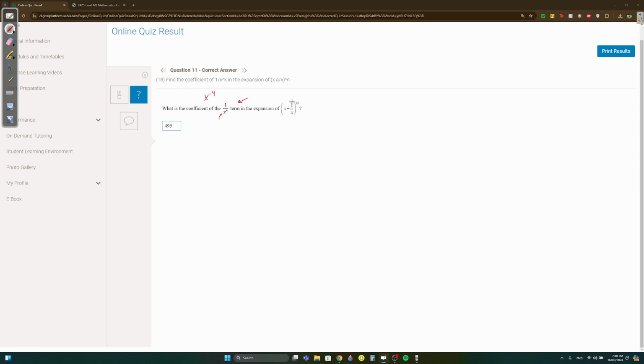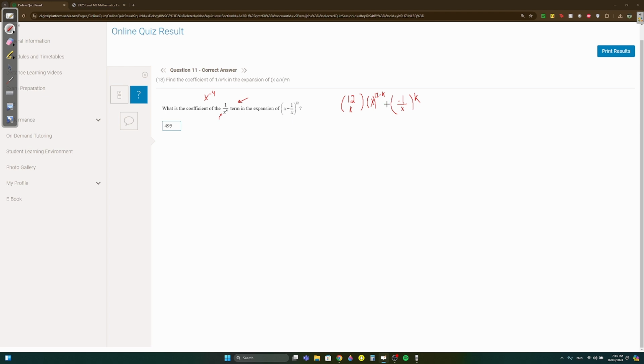Here, let's write the general term. It's 12 C k x to the power of 12 minus k, minus 1 over x to the power of k. Now we want to find x. We know that the power of x we have here, we're going to subtract it by the power of x we have here, because this is in the denominator, so we're going to divide, so we're going to be subtracting it.